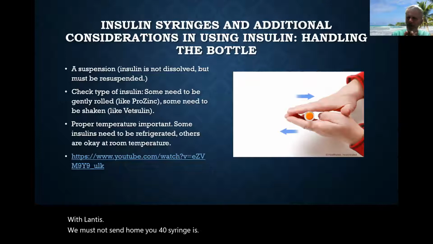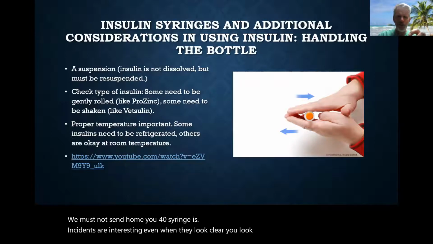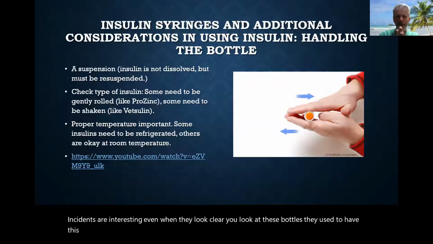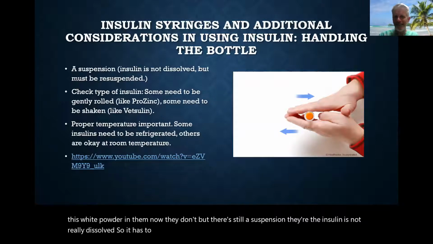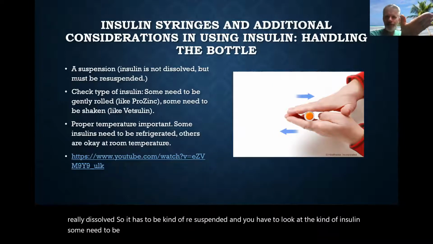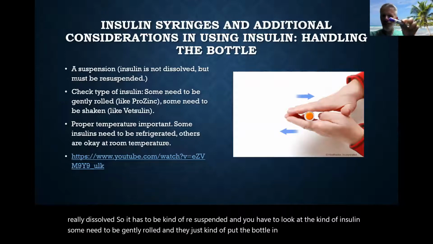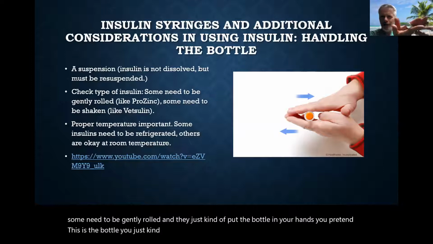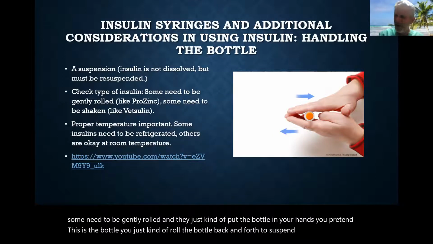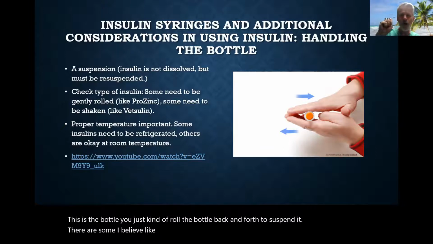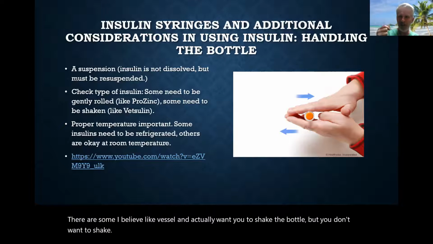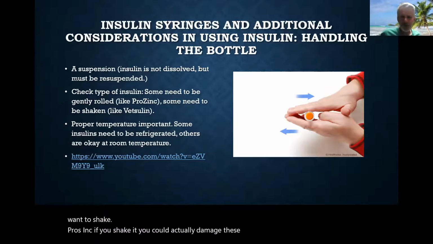Insulins are interesting, even when they look clear. You look at these bottles, they used to have like this white powder in them. Now they don't, but there's still a suspension. The insulin is not really dissolved, so it has to be resuspended. And you have to look at the kind of insulin. Some need to be gently rolled, and that just means you put the bottle in your hands, you pretend this is the bottle, and you roll the bottle back and forth to suspend it. But there are some, I believe, like Vetsolin, that actually want you to shake the bottle, but you don't want to shake Prozinc. If you shake it, you could actually damage these little crystals. So we need to look that up.